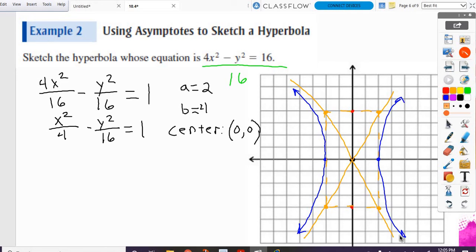Other questions? Now, sometimes if it just says what is the equation of the asymptote, then you would actually have to find the equation. But if it doesn't ask you to find the equation, then you're fine with just using the box method.